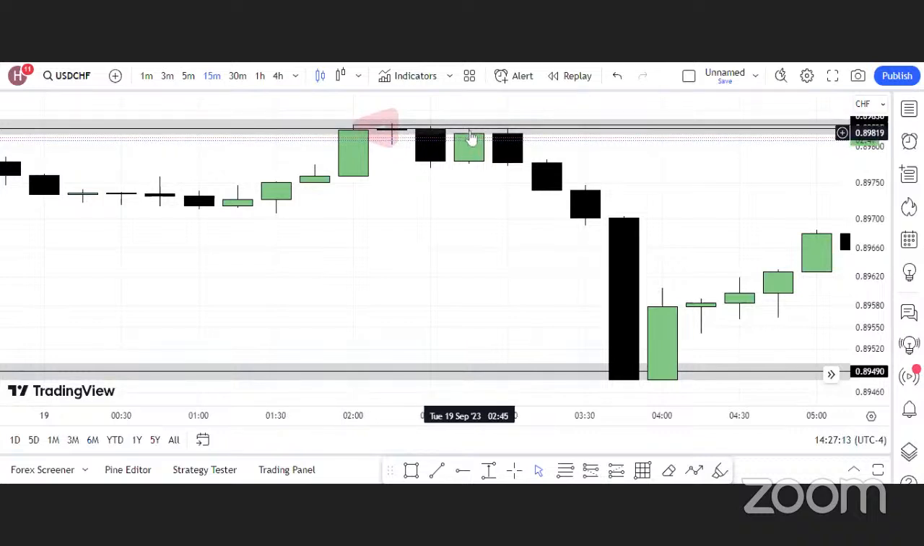I would have entered from this immediately. I would have taken my entry from this immediately. I would have entered for a sell and then ridden it all the way down to this area.